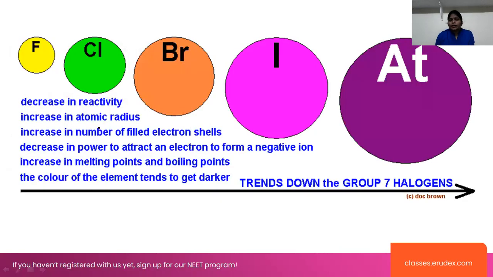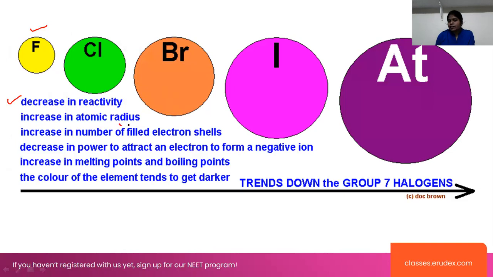Next, look at the general trends. With increase in the atomic number, atomic size increases, and whenever we look at the reactivity, there is a decrease in the reactivity. Fluorine is a highly reactive element to get the stable configuration.